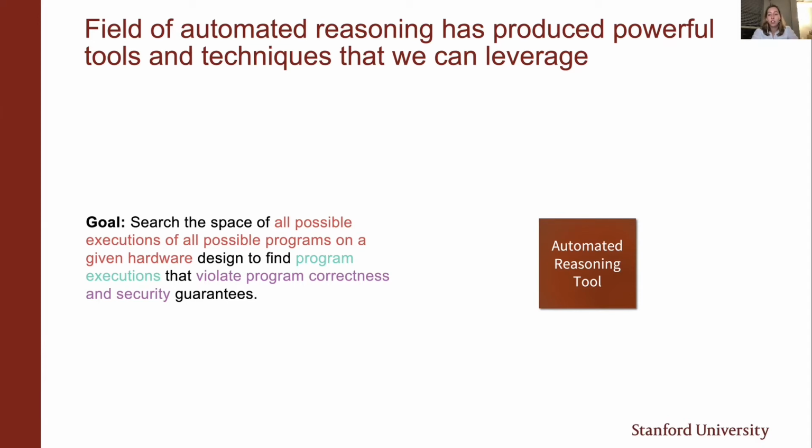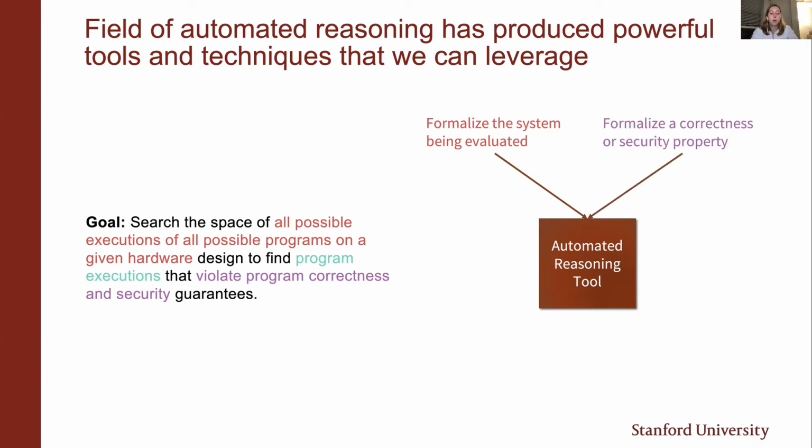However, the challenge in using these tools is that we first need to come up with a description of the system being evaluated that a computer can understand. In other words, we need to come up with a formalization of the system being evaluated. We additionally need to formalize a correctness or security property to evaluate. Once we have supplied both of these inputs, we can then ask an automated reasoning tool, such as a SMT or SAT solver, to find us a witness to or a counterexample to our specified property. Ideally, we'd like to automate as much of this process as possible, particularly the formalization process, both for usability and to prevent errors in the formalization process.